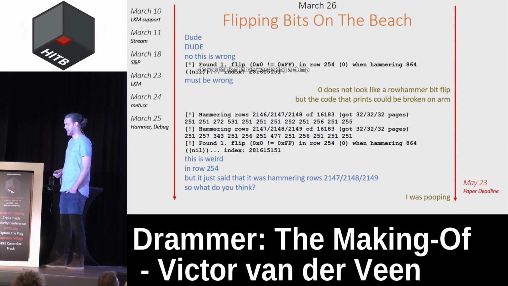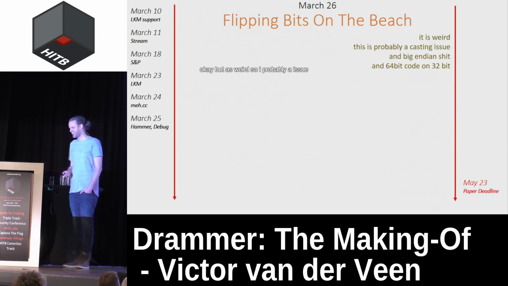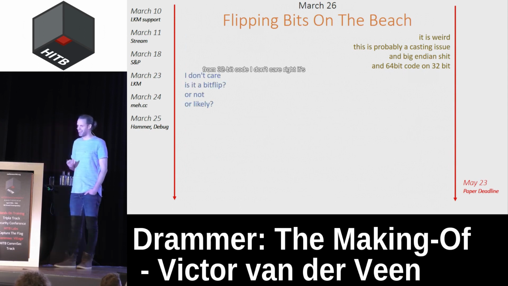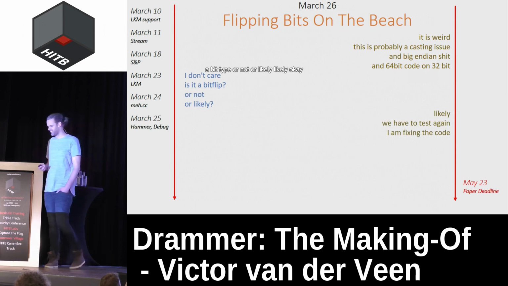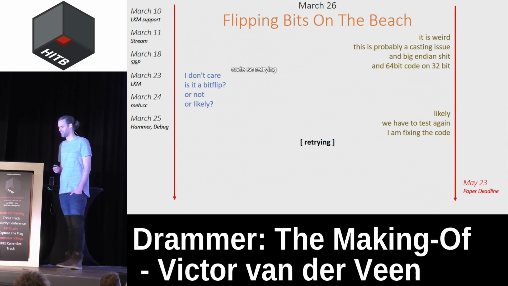What do you think? Kaveh was taking a dump. Okay. But it's weird. So it's probably an issue with big endian, little endian, I don't know, 64-bit on 32-bit code. I don't care, right? Is it a bit flip or not, or likely? Likely, okay, interesting. We have to test again, fixing the code.